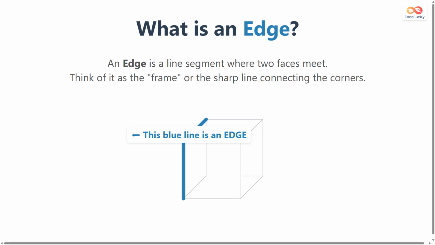Next, what is an edge? An edge is the straight line segment where two faces meet. Imagine the frame of a shape. That sharp line that connects the corners is the edge.